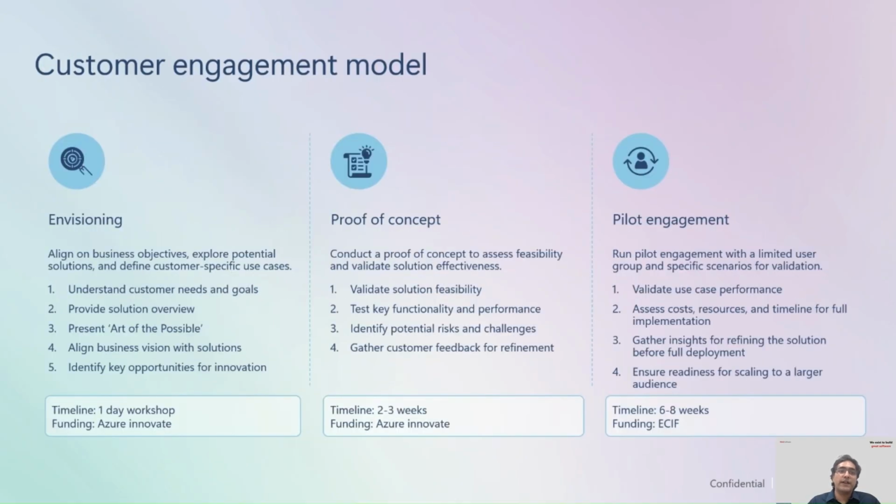Here's a quick overview on how we engage with our customers on their journey to Microsoft Fabric. We start with envisioning, where we get to know the customer, understand their needs, goals, and business vision. Next, we have the proof of concept, where we validate solution feasibility, test key functionality and performance, and identify potential risks and challenges. Customer feedback is critical and it helps us refine the solution. Next, we have the pilot engagement, where we run limited user group scenarios and baseline performance, assess costs, and define a timeline for full implementation.